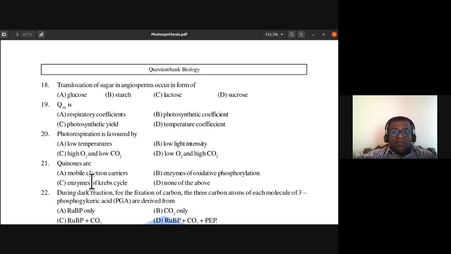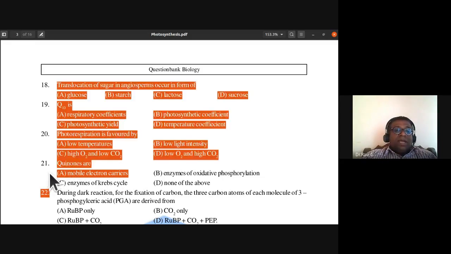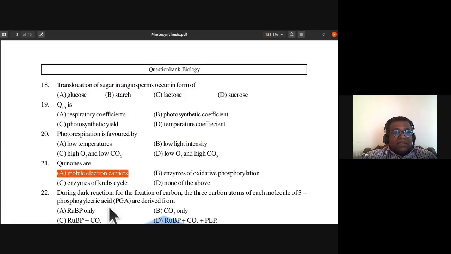Quinones are, what are quinones? Are they mobile electron carriers, enzymes of oxidative phosphorylation, enzymes of the Krebs cycle, or none of the above? See, plastoquinone and other things we have come across. So the answer would be mobile electron carriers. So the 21st, A is the answer. Quinones are mobile electron carriers.